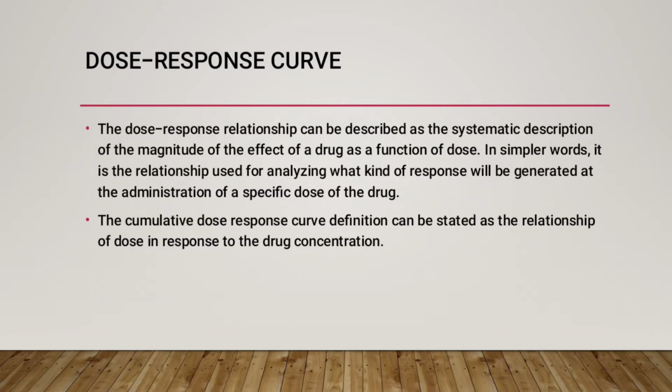Here we can speak about the dose response curve. The dose response relationship can be described as a systematic description of the magnitude of the effect of a drug as a function of dose. In simpler words, it is the relationship used for analyzing what kind of response will be generated at the administration of a specific dose of a drug. Here we can say about the cumulative dose response curve definition, which can be stated as the relationship of dose in response to the drug concentration.